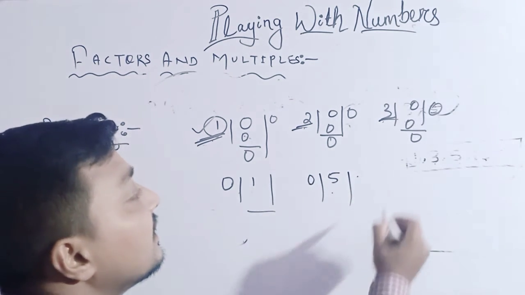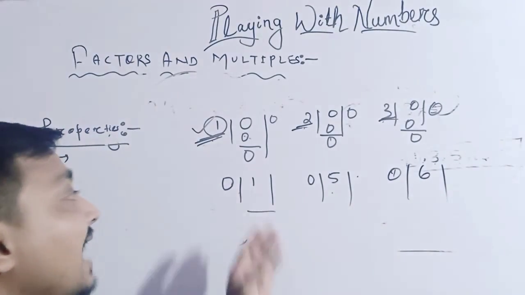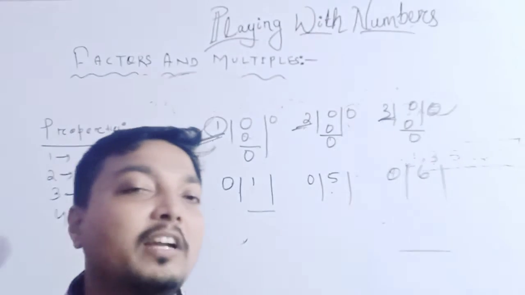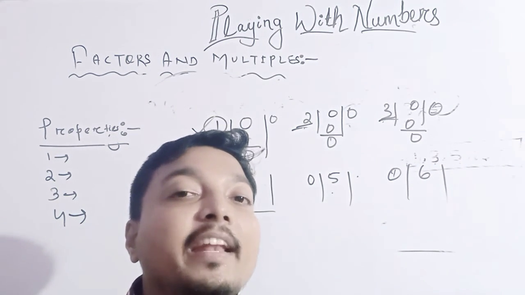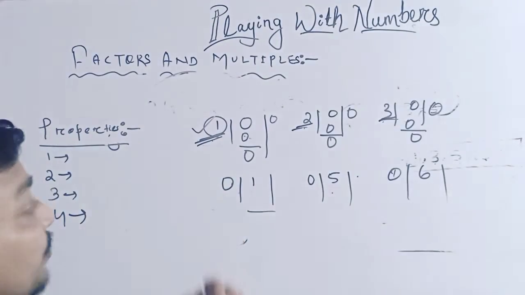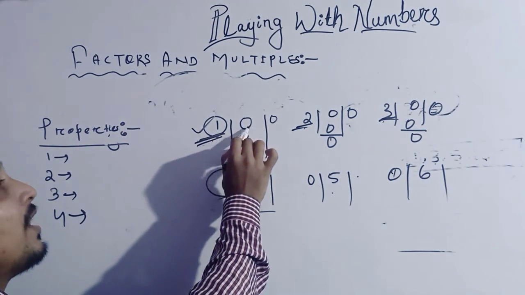I cannot say. So 0, I cannot divide. Any number cannot be divisible by 0, so this is an important point you have to remember. 0 is not a factor of any number, but any non-zero number will be a factor of 0.